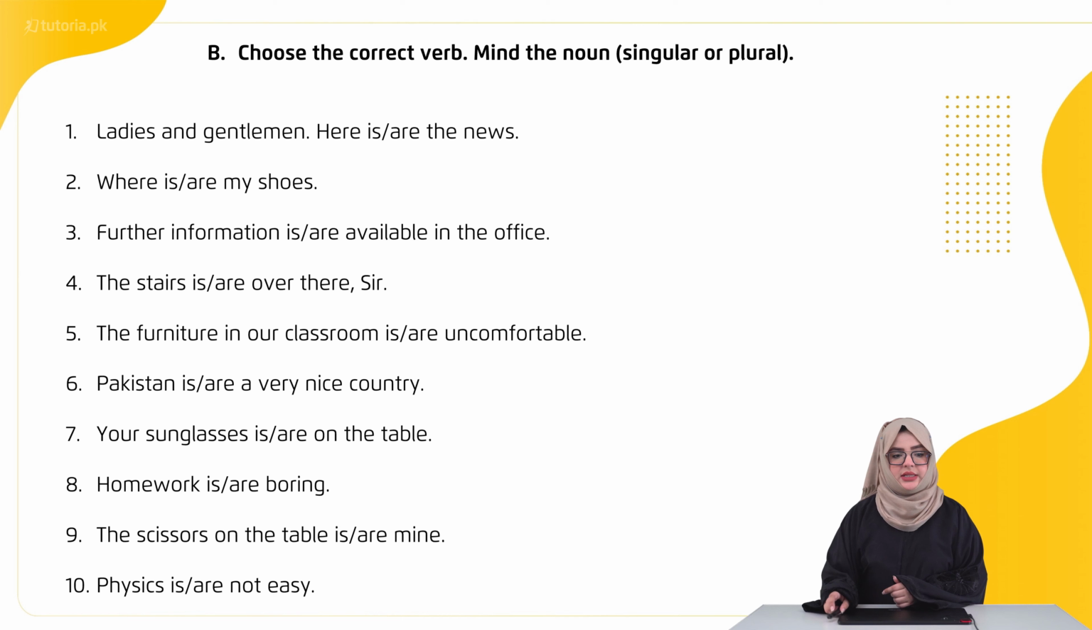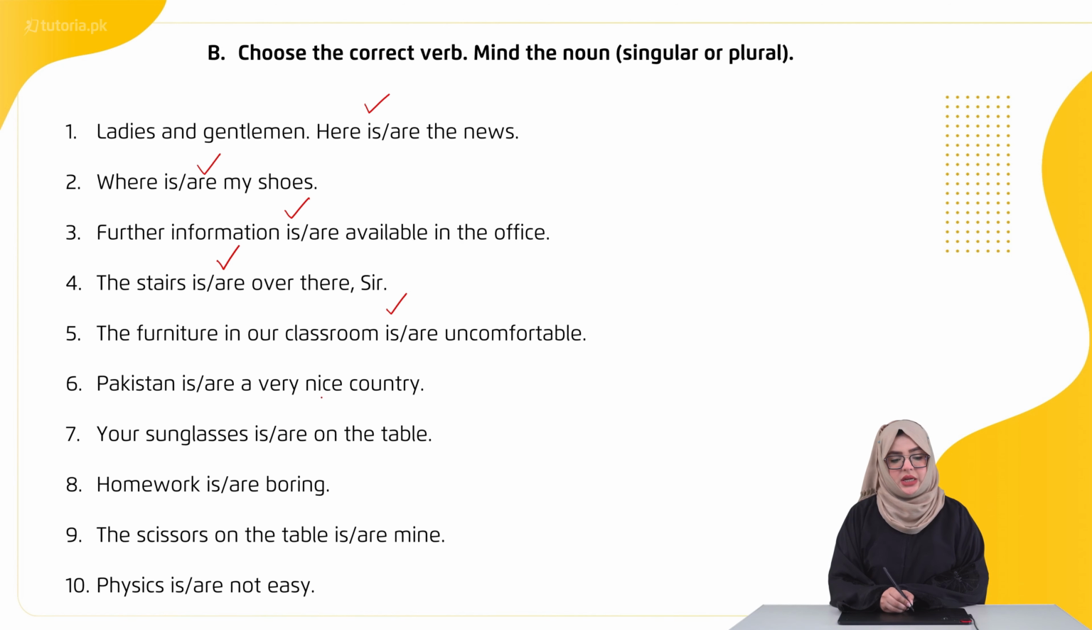Let's start doing the exercise related to this topic, which is: choose the correct verb, mind the nouns, singular or plural. First, ladies and gentlemen, here is or are the news. So news is collective. Here is the news. Where is or are my shoes? Where are my shoes? Further information is or are available in the office. Further information is available. Fourth, the stairs is or are over there, sir. The stairs are. Fifth, the furniture in our classroom is or are uncomfortable. The furniture in our classroom is uncomfortable.